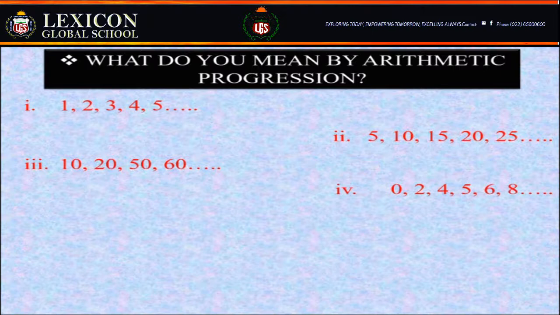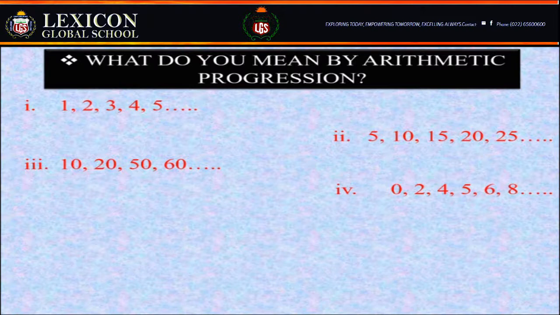Let us consider the third example now. Your third example says 10, 20, 50, 60 and so on. Yes, there's some problem. What is the problem? If you add 10 plus 10, you get 20. But over here, now the number changes. Like 20 plus 30 will give you 50. Again, 50 plus 10 will give you 60. Yes. Here, different numbers are being added to get the next term.